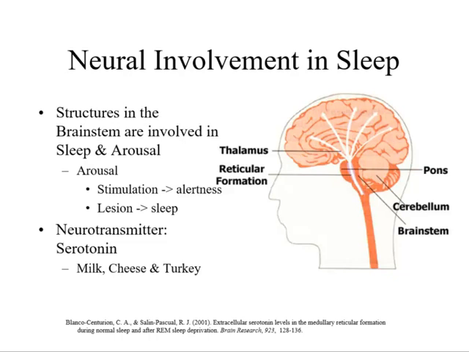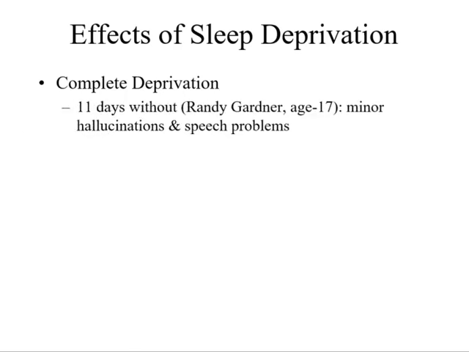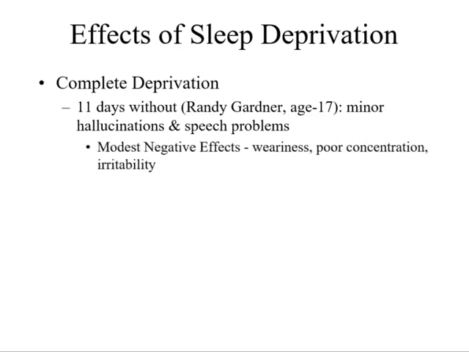So what happens if we don't get sleep? Sleep deprivation. First, we're going to talk about complete deprivation, meaning you don't get to sleep at all. We completely deprive you of all types of sleep. We're going to talk about Randy Gardner. He was 17 years old, went 11 days without sleeping. He was not on drugs. Mr. Gardner reports minor hallucinations and some speech problems. We also found some, they call them modest negative effects. He was a little sleepy, had a hard time concentrating, and believe it or not, he was a little grumpy. Not surprising because it doesn't take me 11 days to get grumpy.